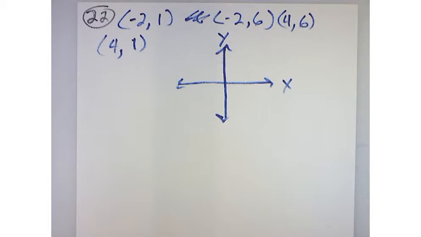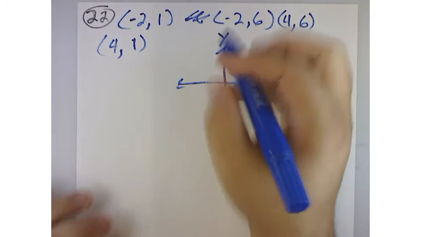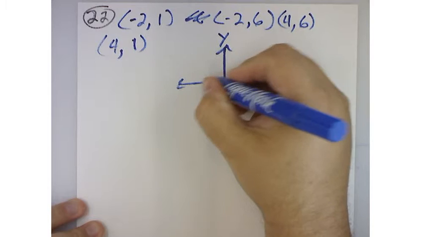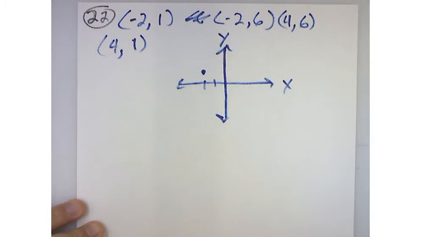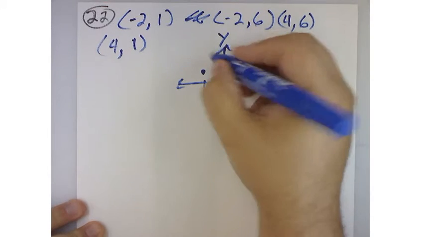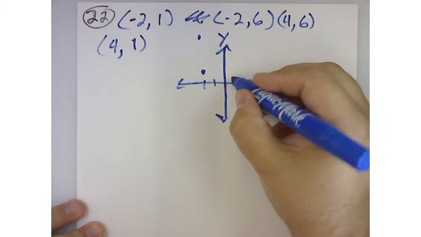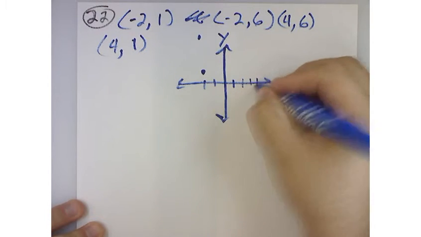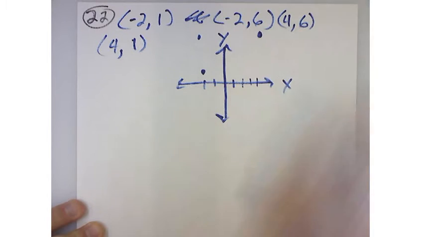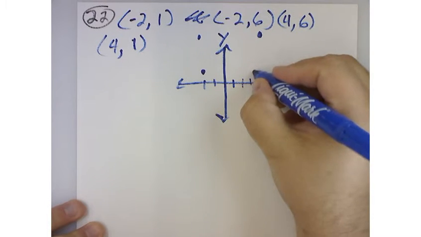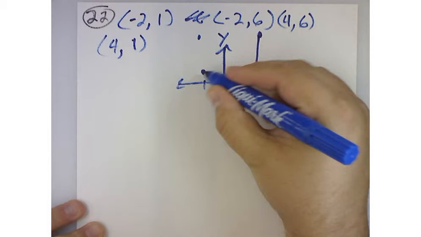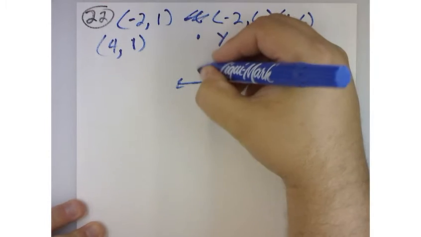Okay. If I were to graph this, I'm going to go -1, 2, 1. That's the first point. -2, comma 6, which would be like way up here. And then 4, comma 6, which would be 1, 2, 3, 4, way over here. And then 4, comma 1. So what we have is like this rectangle.